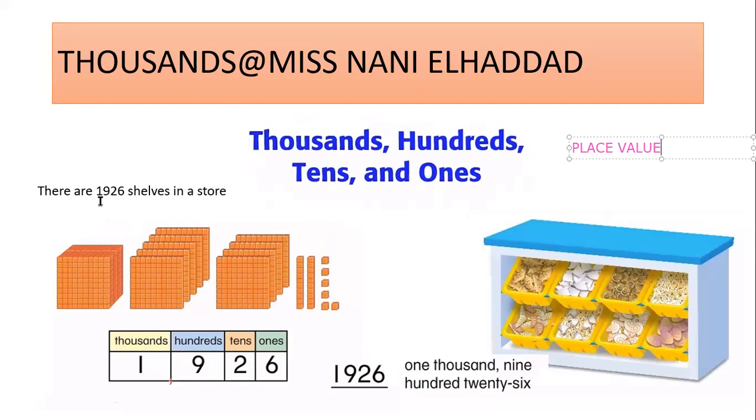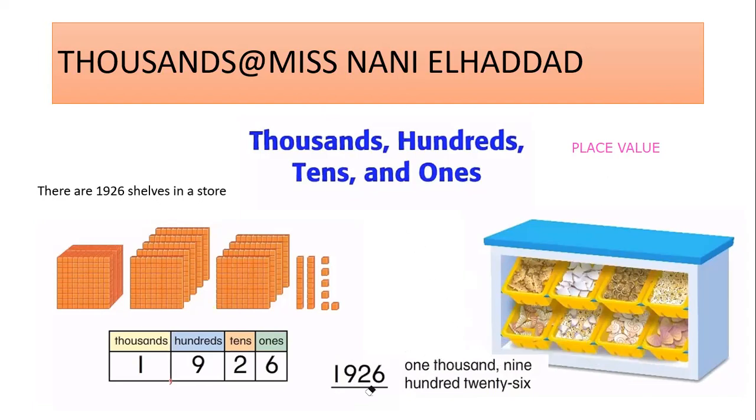There are 1,926 shelves in a store. Okay, let's assume we have 1,926 shelves. So, how can we write this? First of all, we have the standard form. This is the standard form, 1,926. The second form, we can write it in letters.